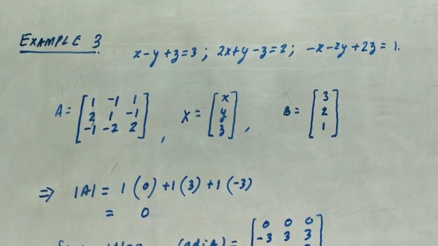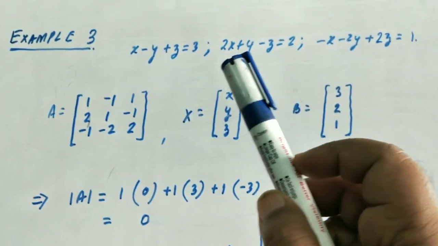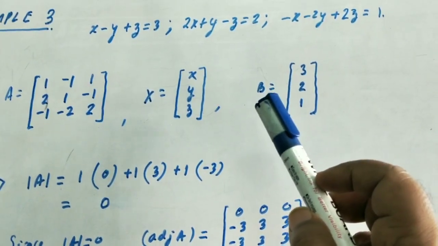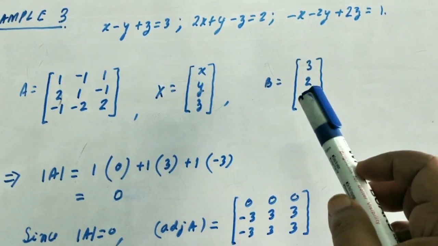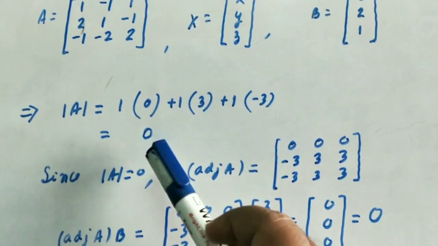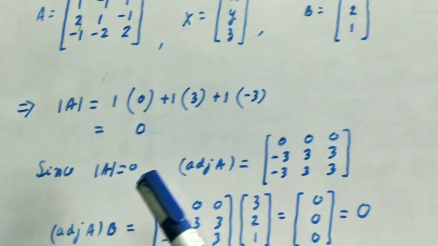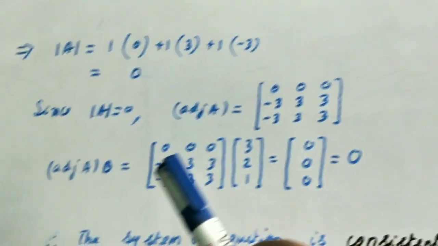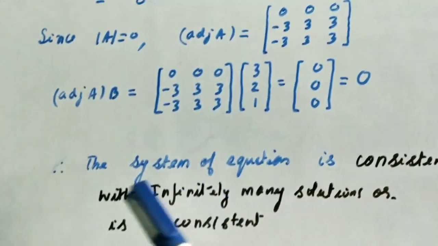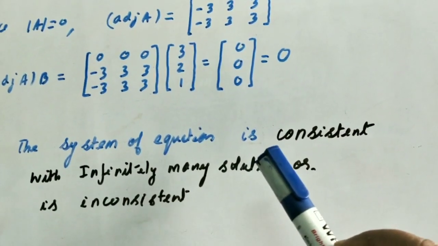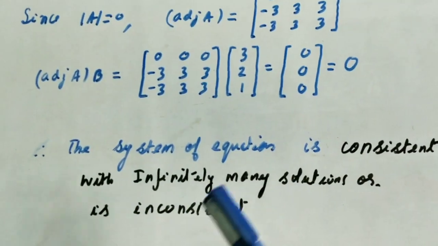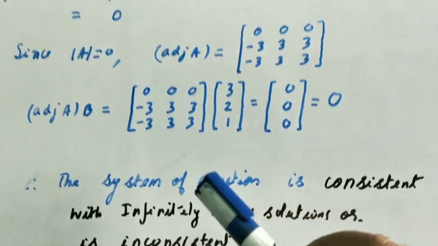One example, 3 variables, and it's a non-homogeneous equation because the constant matrix is not a null matrix. Coefficient matrix, the variable matrix. First we need to calculate determinant of A, which is equal to 0. Since it is equal to 0, we calculate adjoint of A also. Then we multiply adjoint of A into B and we get a null matrix. Since we get a null matrix, the system of equations is either consistent with infinitely many solutions or is inconsistent. How to do this, I'll explain to you in the next video and assignment.